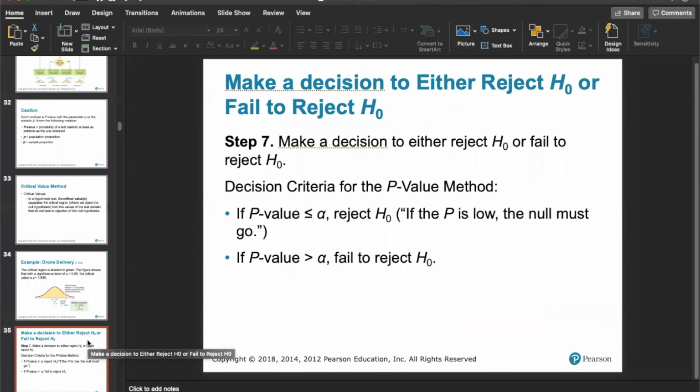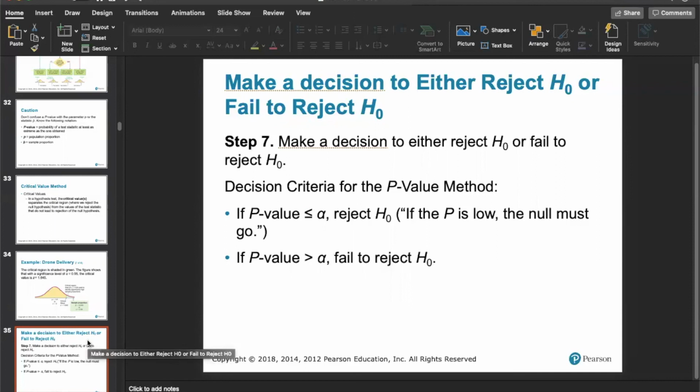So step 7, we want to make a decision to either reject our null hypothesis or fail to reject. So you would think that it would either be true or false, but instead we use reject and fail to reject. So reject obviously means untrue. Fail to reject means that it is true. It's a little confusing with the wording, I get that, but it's just how we phrase it.